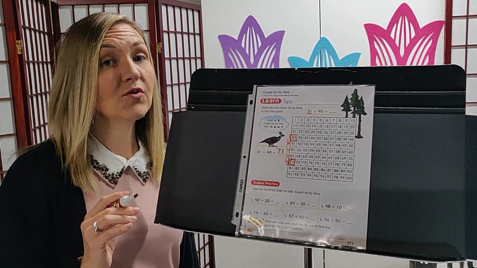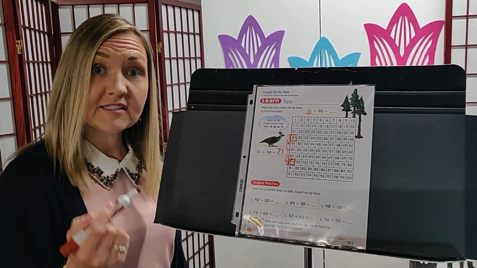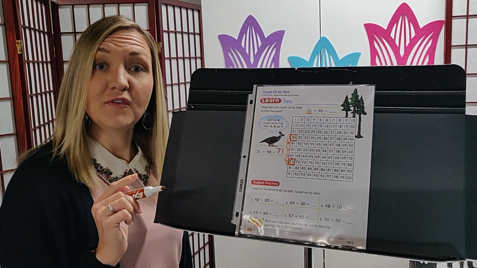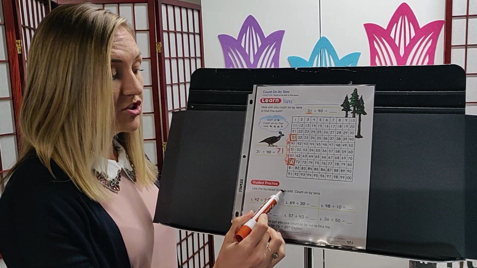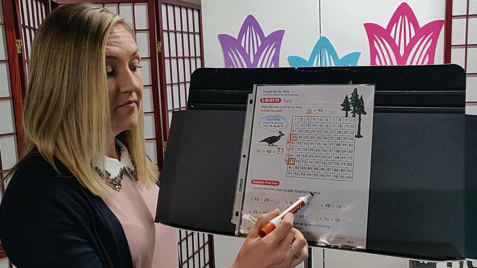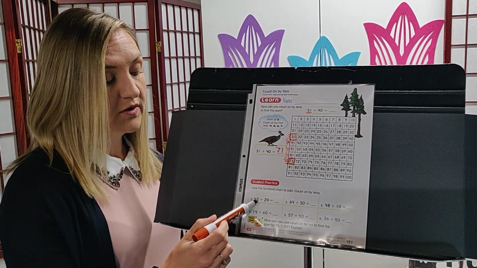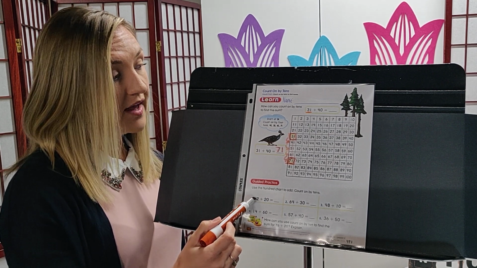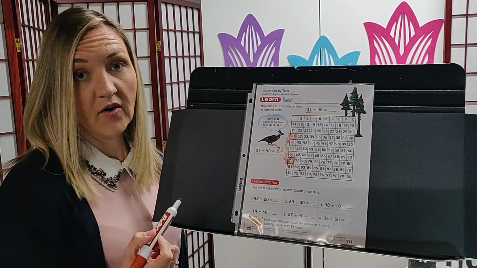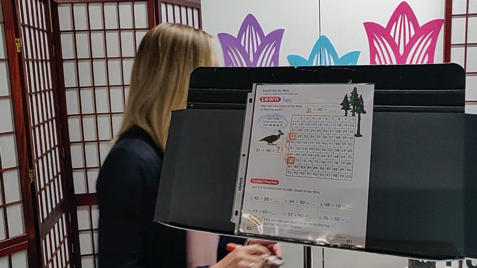Now, I know this is totally new, so I'm going to do this whole page with you. Okay, let's make sure we practice it together so that you feel like you know how to complete this page. Use the 100 chart to add, count on by tens. Let's take a look. Number 1 says 42 plus 20. 42. Let's go ahead and find 42 on our chart. I'm going to get my eraser so I can erase these marks I need.